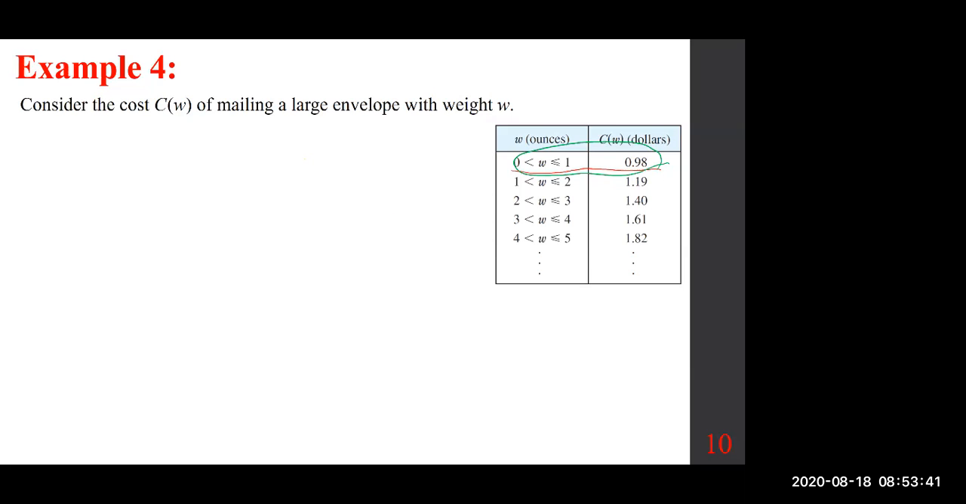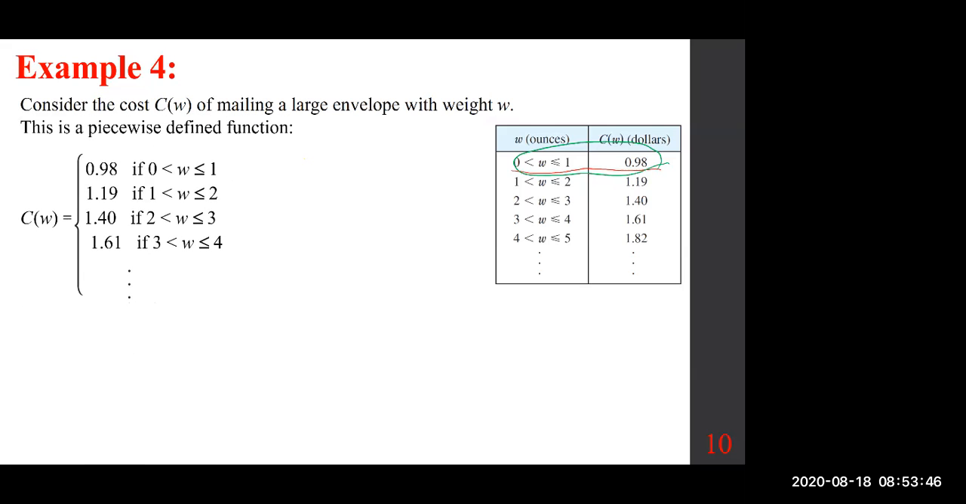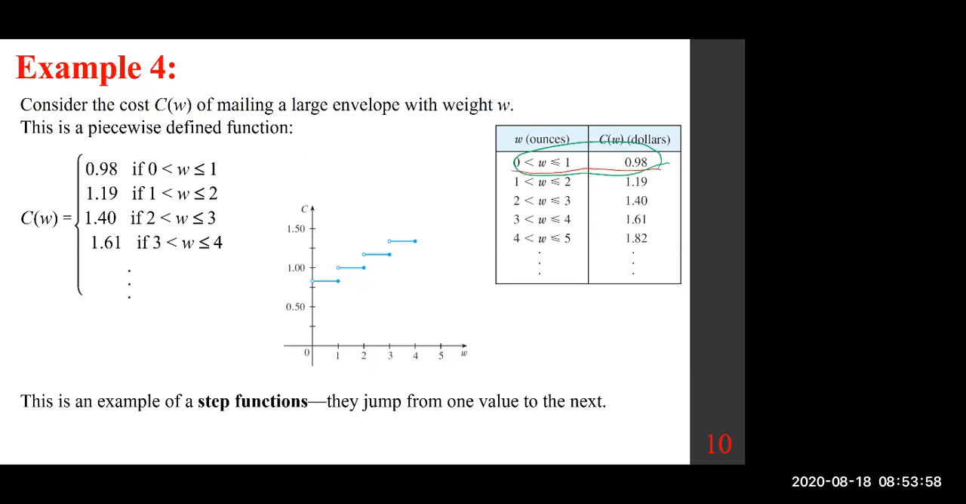So with that being the case, you can write it's 0.98 from 0 to 1. 0 is not included, 1 is included, then it becomes 1.19, and so on and so forth. This is the graph, and this is called a step function. I hope it is straightforward. There's really not much to it. So I hope we are comfortable graphing something like this. Step function.